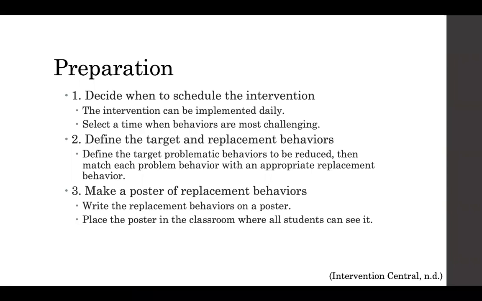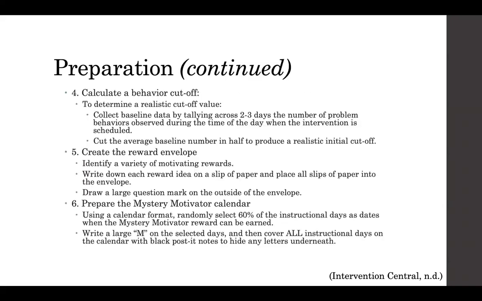Next, define the target and replacement behaviors. Define the target problematic behaviors to be reduced, like talking during instruction or being out of seat, something like that. Then match each problem behavior with an appropriate replacement behavior. For example, raising a hand before talking, sitting up straight and facing the teacher, things like that. Next, make a poster of replacement behaviors. Write the replacement behaviors on a poster and place it in the classroom where all students can see it to remind the students of what behaviors are appropriate and expected.